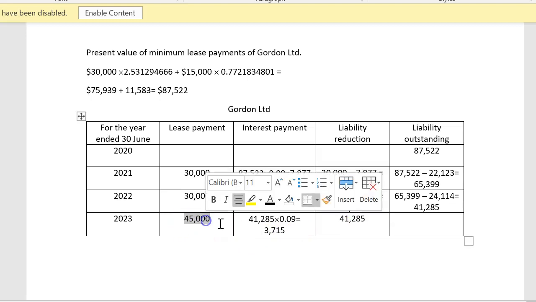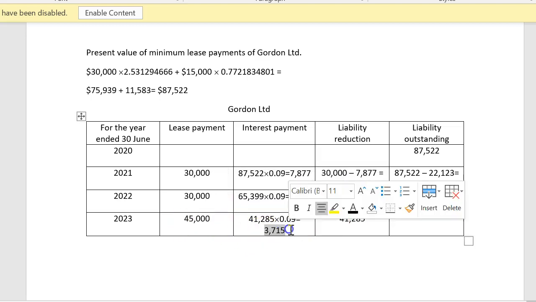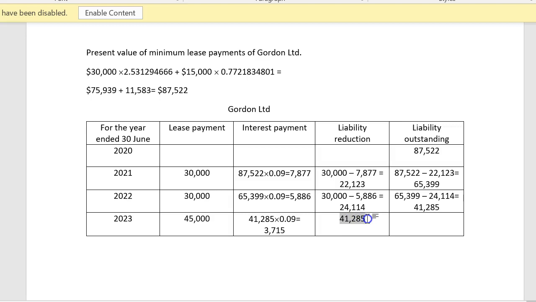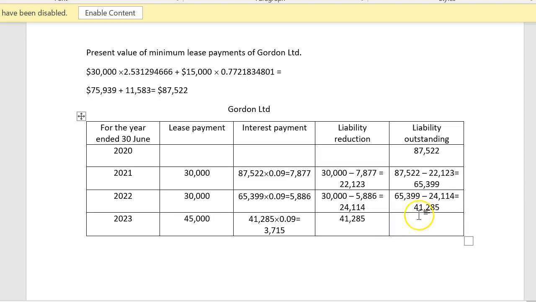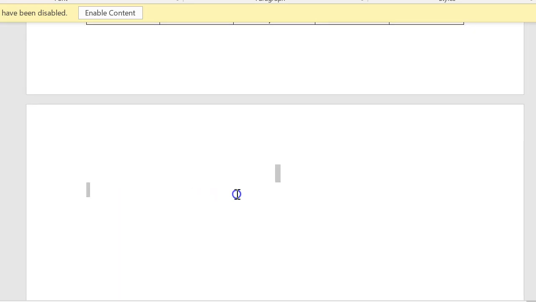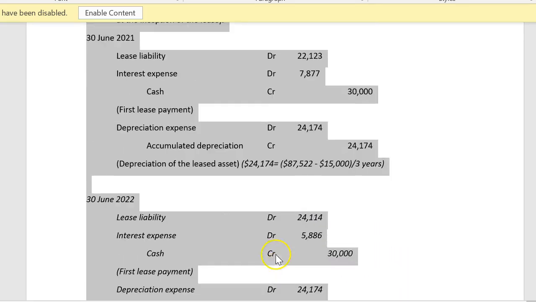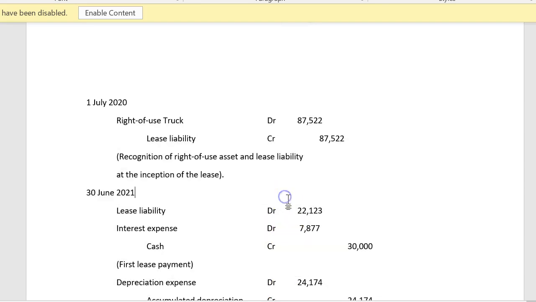Yeah, 45,000 minus 3,715 gives you 41,285, which means the liability outstanding is 0. It is 0. Okay. Right, now let's prepare entries in the books of Gordon. Okay, so let's move on to the first.